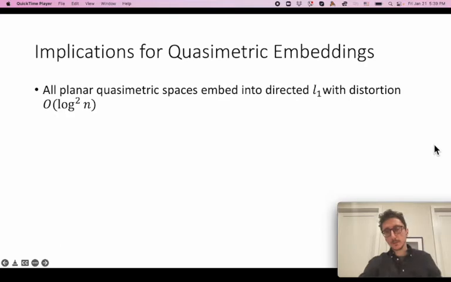So in particular, apart from the approximation algorithms, we obtain an interesting result for the theory of bi-Lipschitz embeddings. So we can show that all planar quasimetric spaces embed into directed L1 with distortion log square of n. And here, the notion of directed L1 was studied for directed cut problems by Charikar, Makarychev.